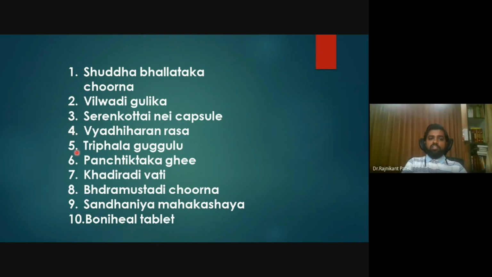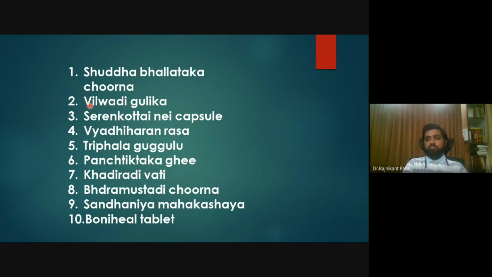Okay. When the patient initially came, we started with Triphala Guggulu, Panchatikta Ghee, Khadiradi Vati, Bhadramustadi Churna, and Sandhaniya Mahakashaya. Once the redness over the gum is reduced and the burning sensation the patient was complaining of is reduced, then only we add Vyadhiharan Rasa and Shuddha Bhallataka Churna.